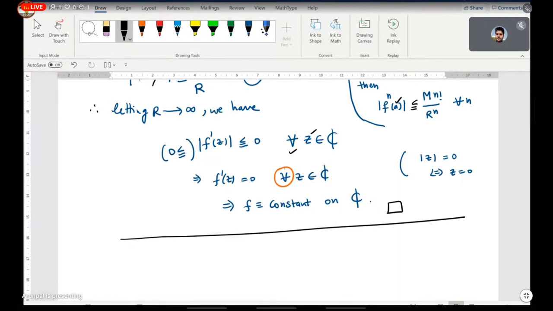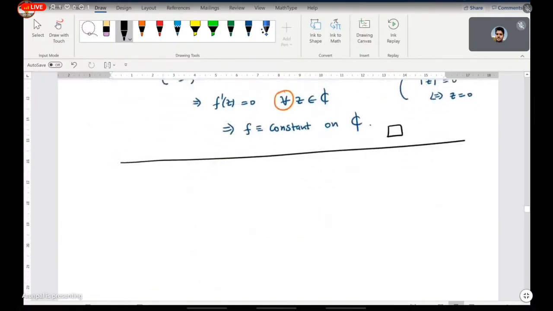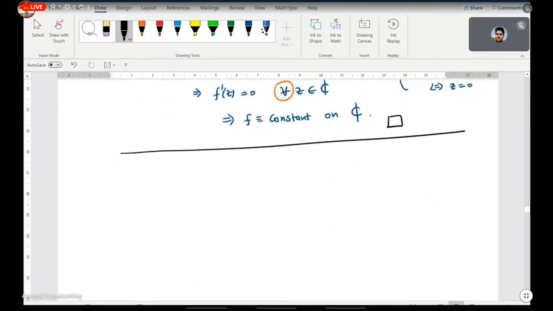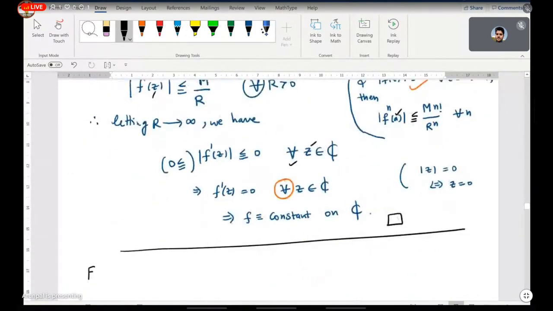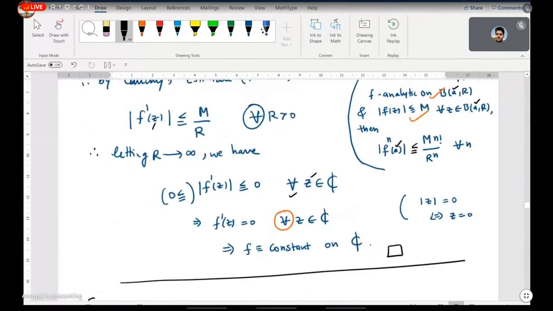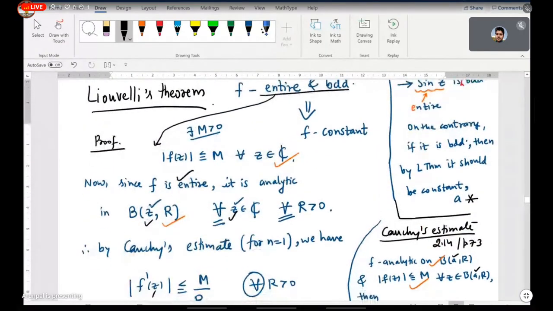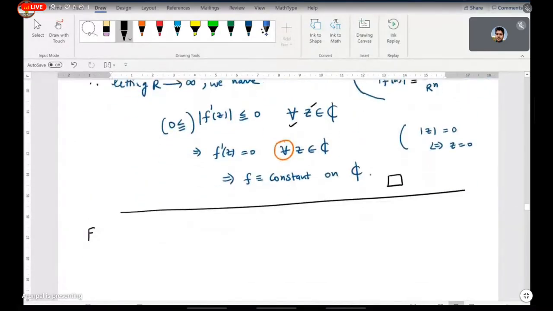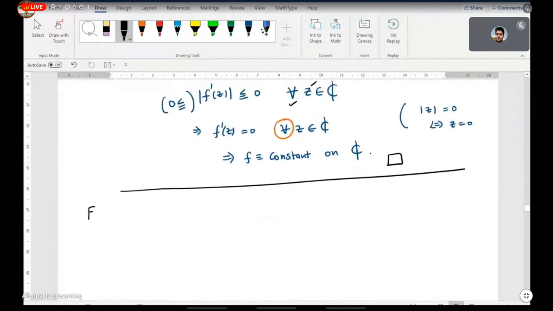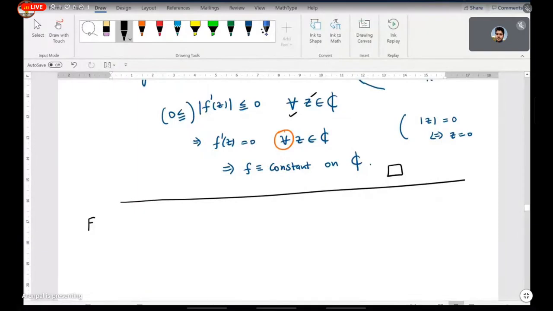Now, class, I am going to make use of this Liouville theorem, a very important result, to prove the next important result. What is it? Sir, its converse will also be true. If it is constant, then it is trivially entire and bounded. A constant function is trivially entire and bounded. So the converse is trivially true. Yes or no? Yes, sir.